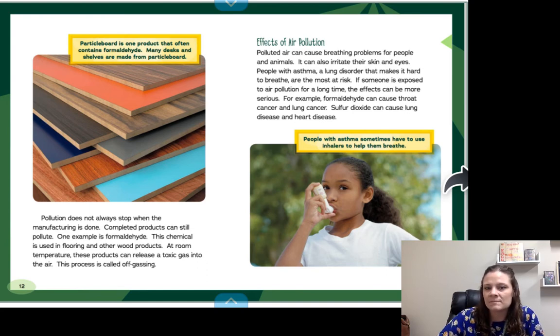Effects of air pollution. Polluted air can cause breathing problems for people and animals. It can also irritate their skin and eyes. People with asthma, a lung disorder that makes it hard to breathe, are the most at risk. If someone is exposed to air pollution for a long time, the effects can be more serious. For example, formaldehyde can cause throat cancer and lung cancer. Sulfur dioxide can cause lung disease and heart disease. People with asthma sometimes have to use inhalers to help them breathe.